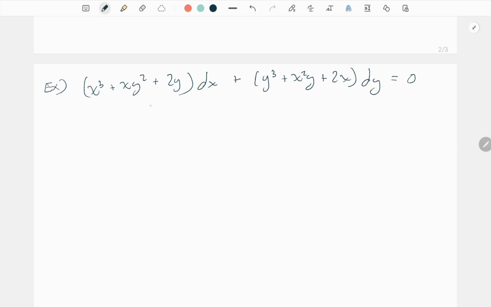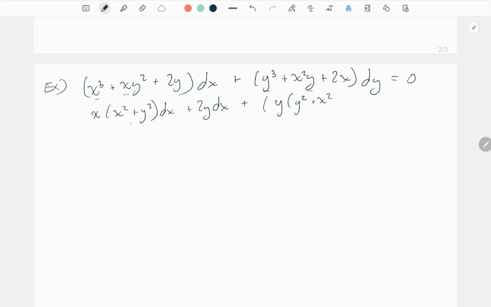So this is the equation that we have. What I'm going to do immediately is factor out, you see this x to the 3 and this xy squared? I'm going to pull out an x, and I'm going to have x squared plus y squared, times dx, and then plus 2y dx. That's the first half of the equation. Plus, now I'm going to factor out a y from this side. So I'm going to have y times y squared plus x squared.